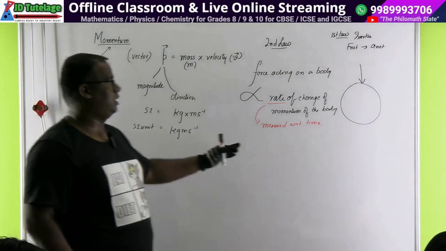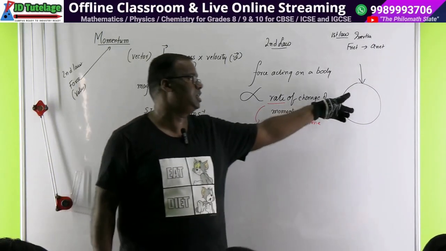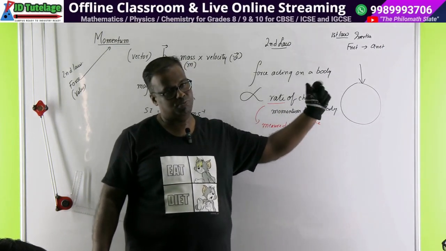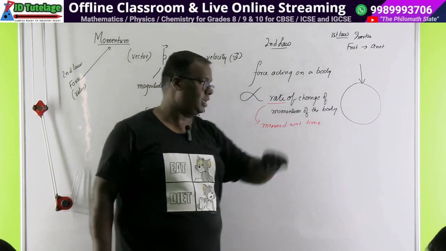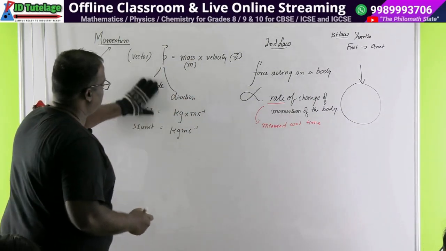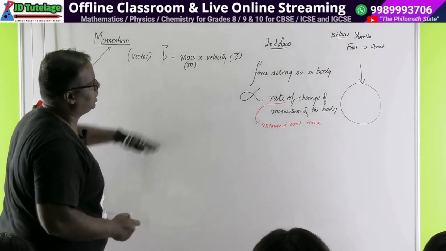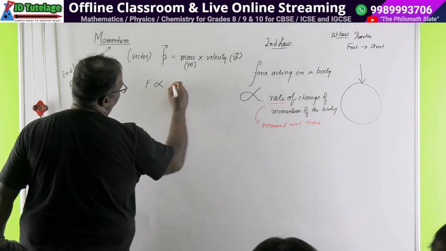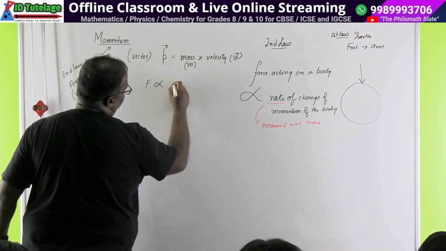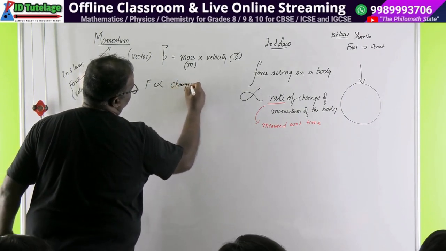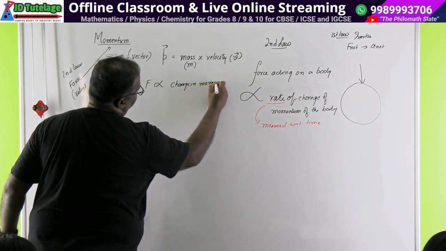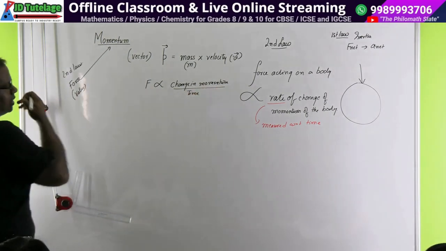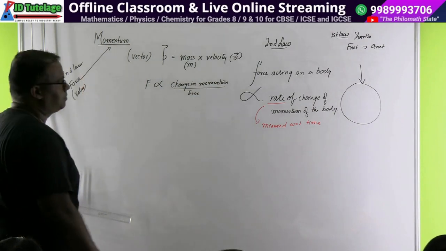So force acting on a body, that means if we somehow know the change in momentum of this body with respect to time, we will know the force that this body is experiencing under that condition. So let me bring the expression. It says force is directly proportional to change in momentum with respect to time. Understood? Clear?